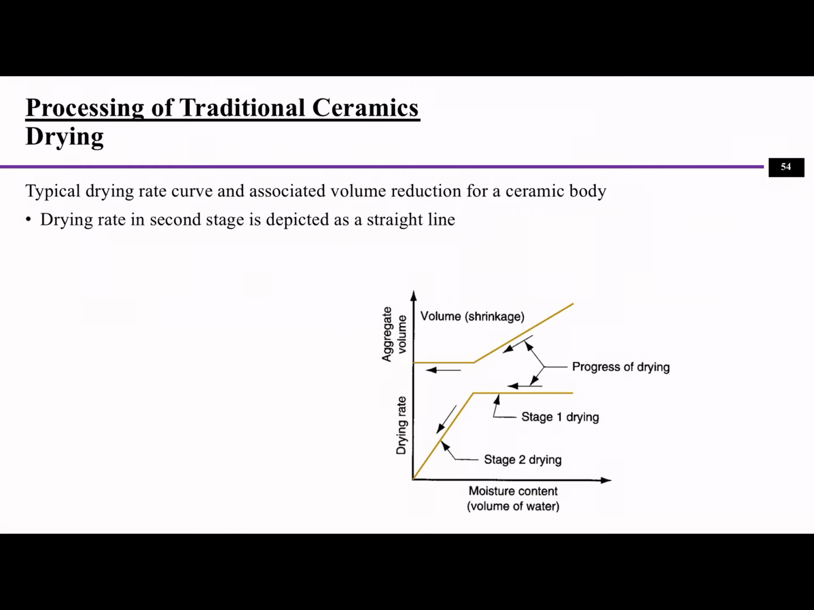And when we're looking at this graph, we are looking at it from right to left. That's the process of drying. The first part is the drying cycle, which is a stable line. And then the next stage, during the second stage of drying, you can see how the volume decreases.